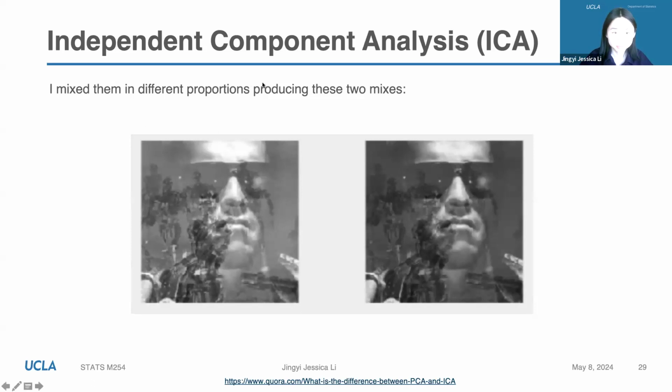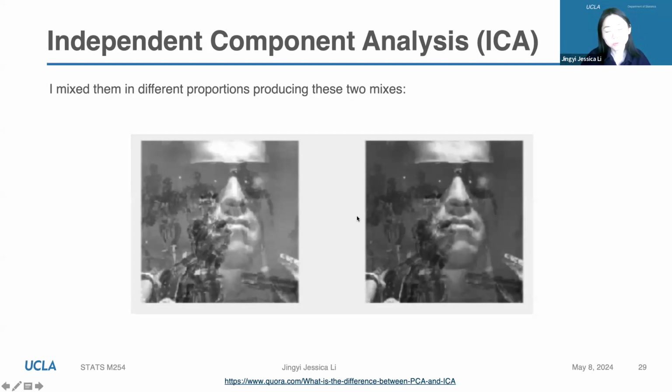Okay. So you see the left one has more from the left image, and this one has more from the right image. When we use ICA, it's for this signal decomposition. What we hope is to restore the original two images from the mixes.